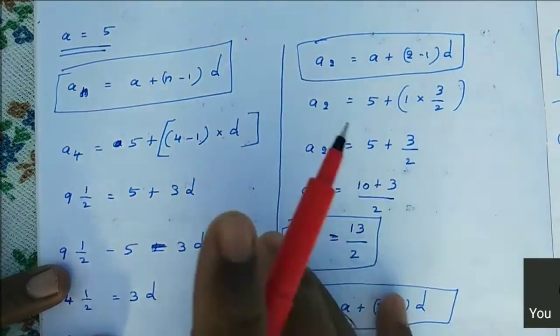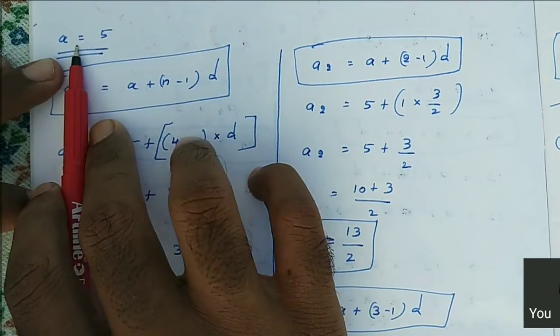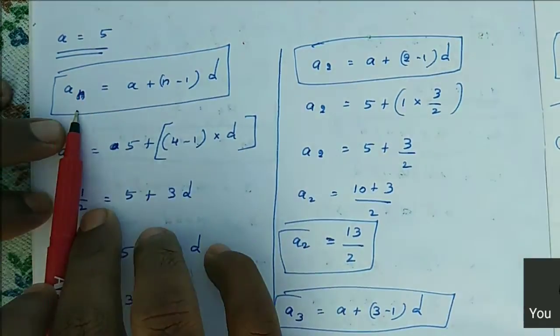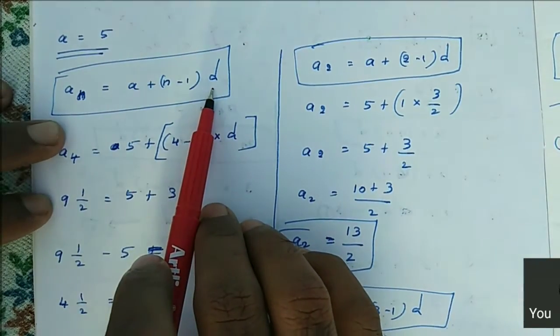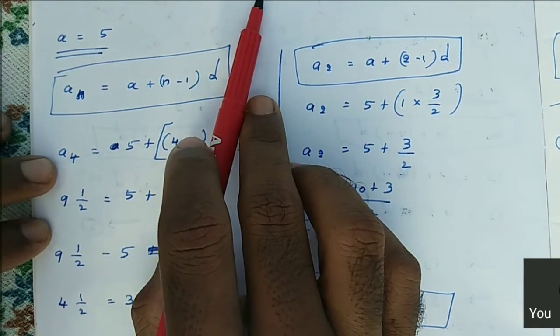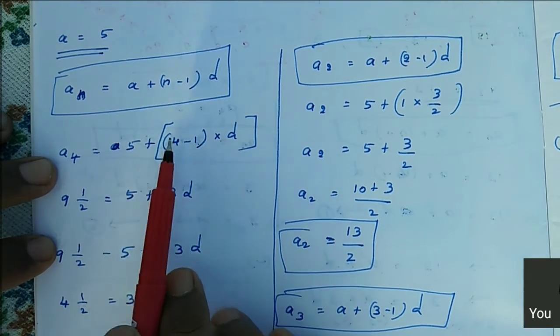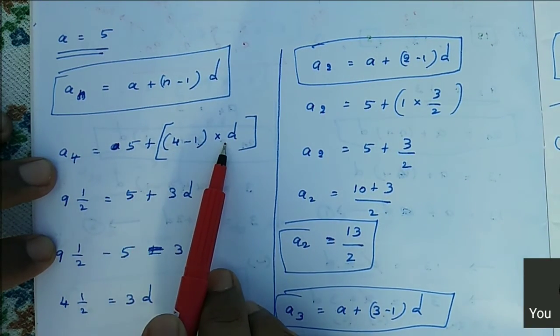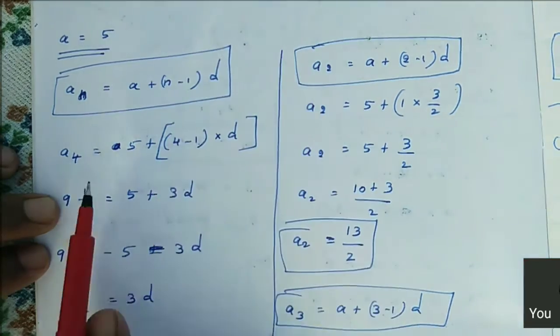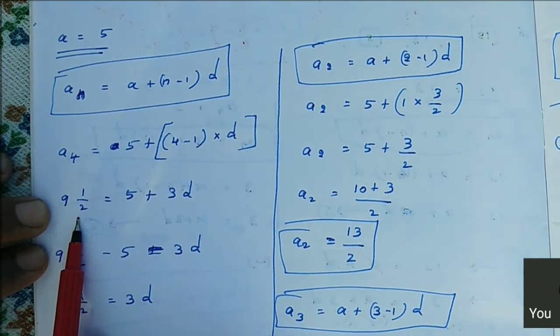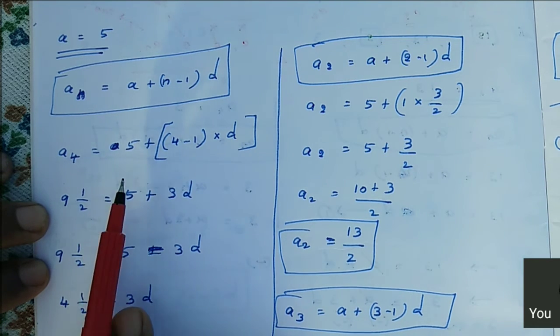Listen, very easy. The first term a is 5. Then the nth term is a plus (n minus 1) into d. So a4 is here, right? So a4 is equal to a plus (n minus 1) into d, that is 5 plus (4 minus 1) into d. I know that a4 is 9 1 by 2. Are you clear, Harish? So 9 1 by 2 is equal to 5 plus 3d.